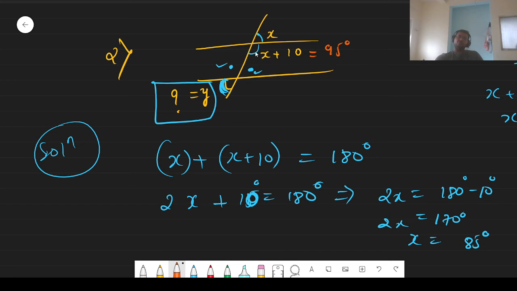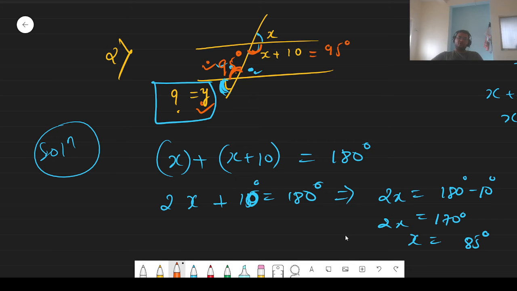So now we know that this is 95 degrees, and we know that alternate interior angles, from point 3 in lecture 3, it is mentioned that alternate interior angles are the same. So this angle and this angle will be the same, and it will be equal to 95 degrees. Now we can see that y and 95 degrees are both supplementary angles.